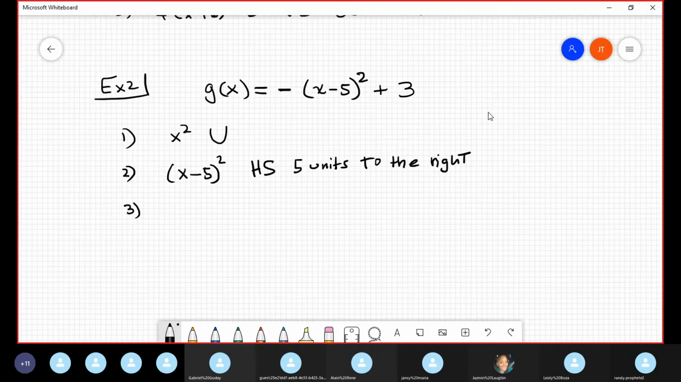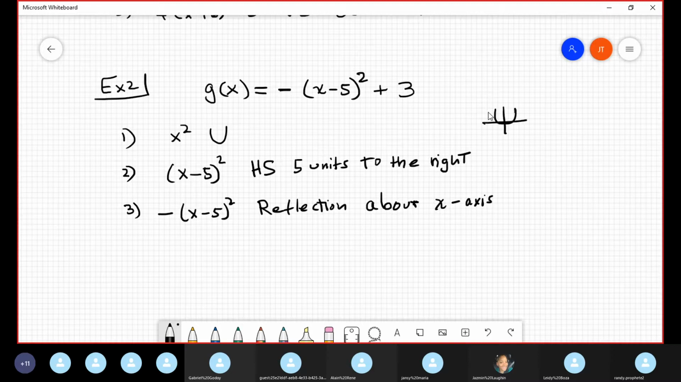The second transformation is minus (x minus 5) squared. Basically, what we are doing is multiplication by -1 here. The -1 is invisible, so it is -1. So we have a reflection about the x-axis.